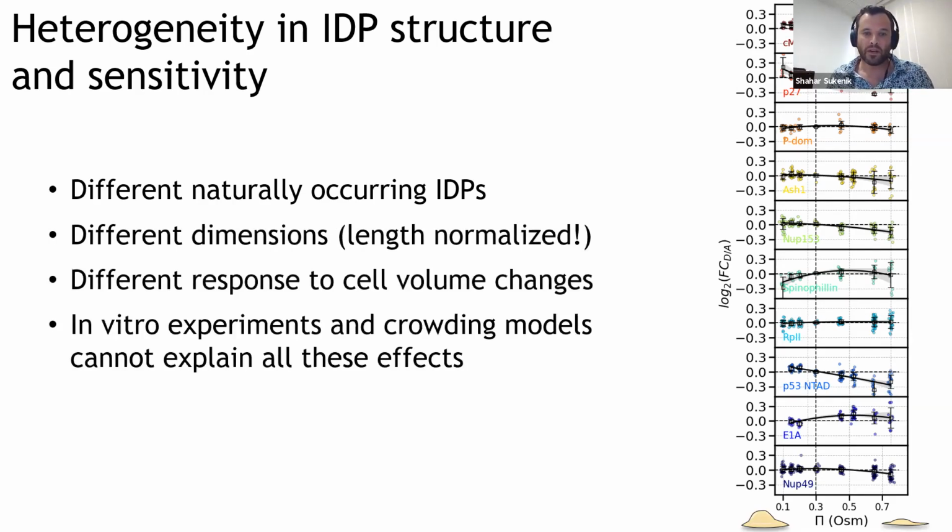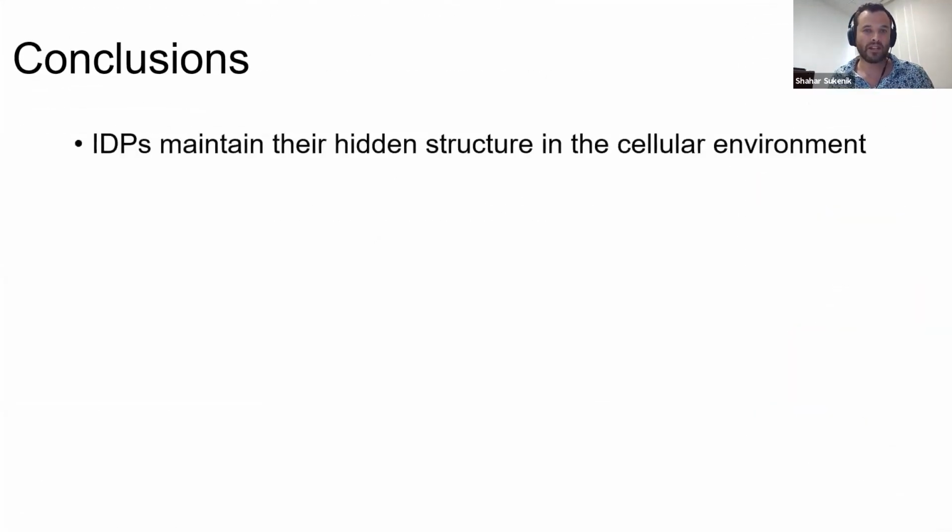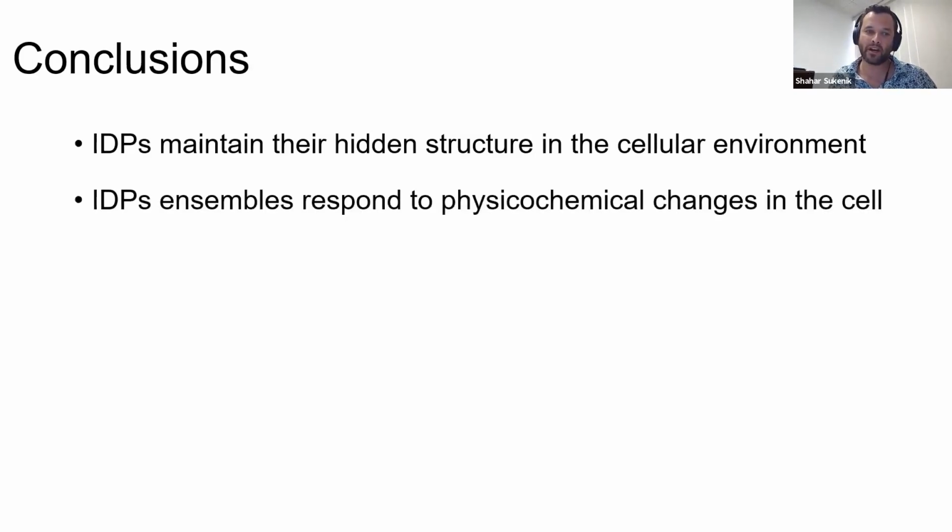Since crowding models and even osmolyte or denaturant models can't really explain this, what we really need to look at now is the biology. And that's what we're doing now. We're looking at post-translational modifications. We're looking at protein-protein interactions that might actually affect the dimensions of these ensembles. And so to conclude this part, disordered proteins maintain their hidden structure inside the cellular environment.